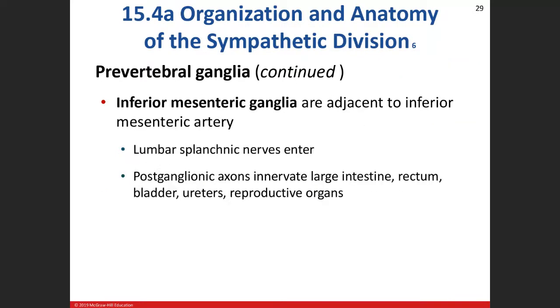And then lastly, inferior mesenteric ganglia, which is another branch off of the abdominal aorta, the inferior mesenteric artery, okay? And the lumbar splanchnic nerves enter into this ganglia, and then the postganglionic axons are going to affect the large intestine, the rectum, the urinary bladder, more of the ureters, and then your reproductive organs there.